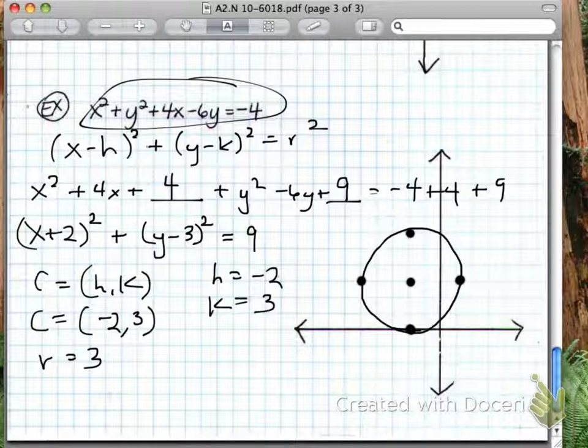Okay. So there's the circle. Any questions on that? All right. Let me get you your homework.